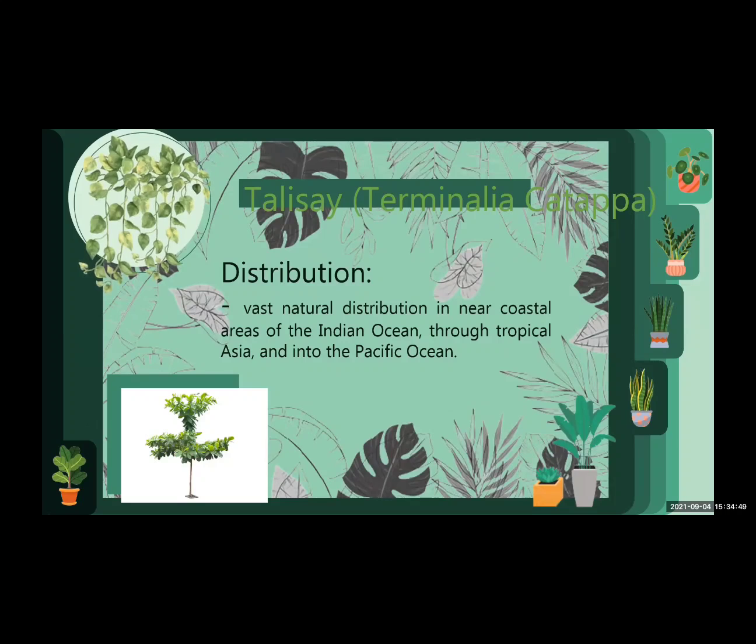So the next species that can be found at the beach is talisay, and the scientific name is Terminalia catappa. So kining talisay is common, mao jud ni siya pinaka-common jud nato nga makita nga usa sa punuan diri sa Philippines. Tapos makita ni siya duol sa mga dagat na nagpalibot og sa Indian Ocean, Tropical Asia, and sa Pacific Ocean pod.